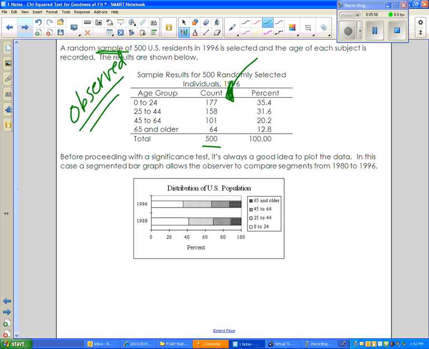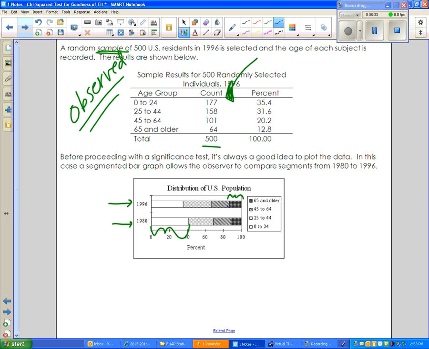And just like with any other test, if you have data, it's good to always graph it just to get a sense of what's going on. If you look at the 1980 distribution of age groups versus 1996, you can see in 1980 there was definitely a larger proportion of younger Americans than there are in 1996. And in 1996, it does look like the proportion of individuals over the age of 65 is slightly larger. I don't know how clear that difference is, but it does look like there's a difference here.